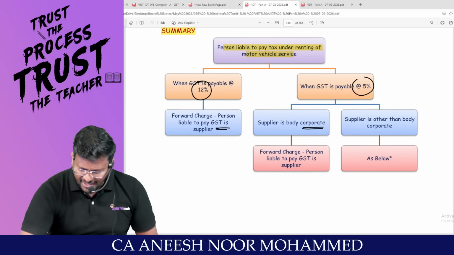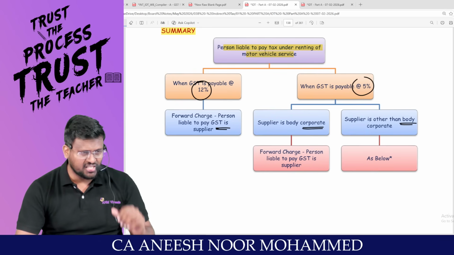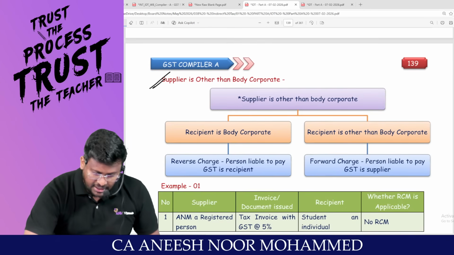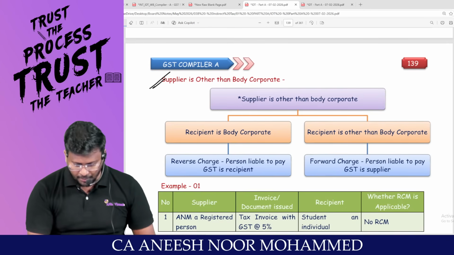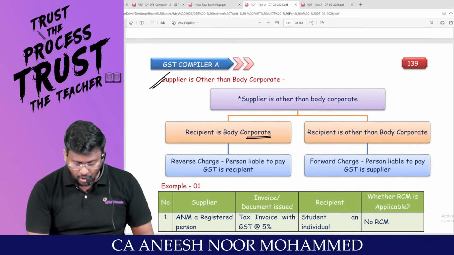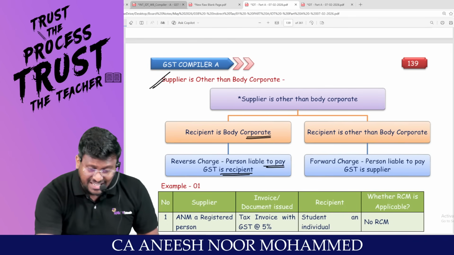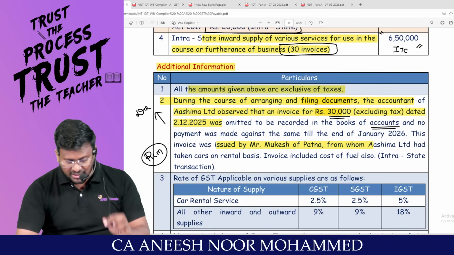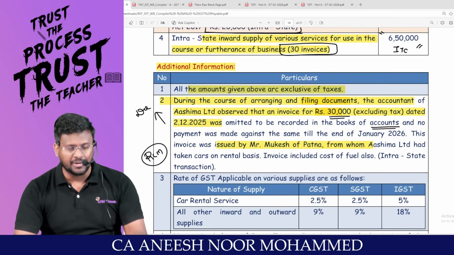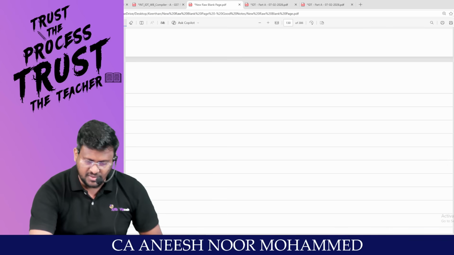Now, is the supplier other than a body corporate? Yes, the supplier is other than a body corporate, because Mukesh is other than a body corporate. Then you have to check this. If the supplier is other than a body corporate, is the recipient a body corporate? Yes, the Limited is a body corporate. Then it is reverse charge. The person liable to pay GST is the recipient. That means for this bill, Ashima Limited is the person liable to pay tax on reverse charge basis. Am I right, sir?